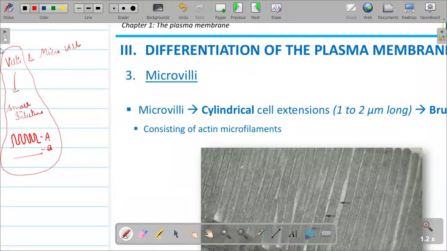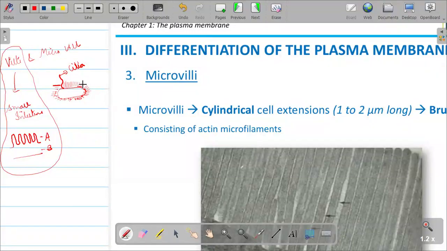But what we are discussing is microvilli. In a cell, this one is your cilia, a thicker cilia. Some finger-like projections you can see here, minute projections. These minute projections are called microvilli.